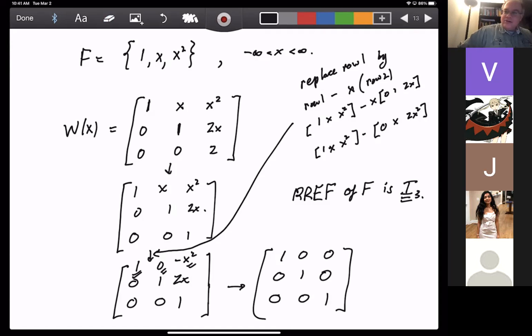All right, so what does it mean that we were able to get to the identity? Oh, sorry, I wrote F instead of W. So thanks for catching that. Okay, what does it mean that we were able to get to the identity? What does that tell us about F?